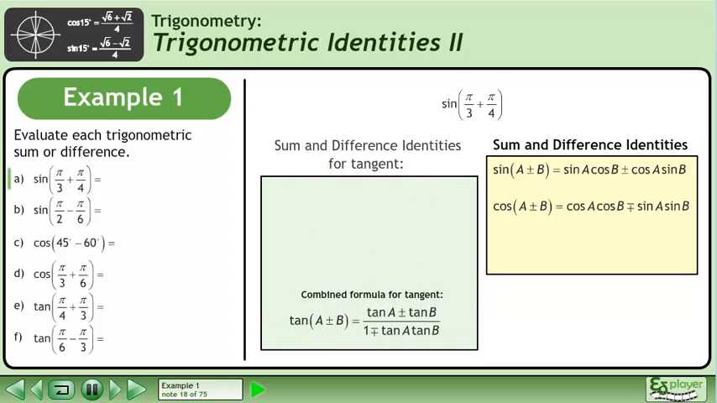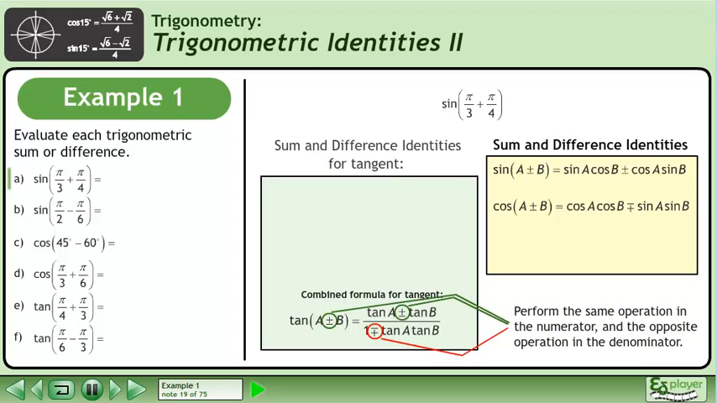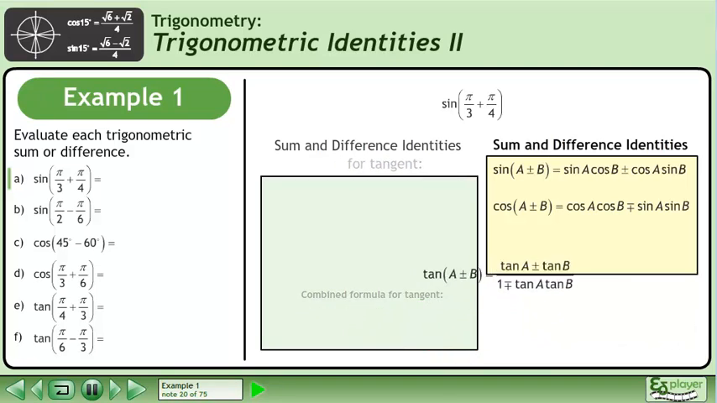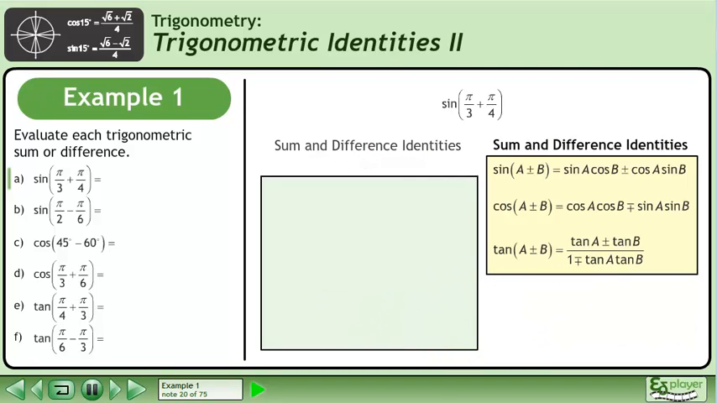The combined formula for tangent is tan of a plus or minus b equals tan a plus or minus tan b over 1 minus or plus tan a tan b. Perform the same operation in the numerator and the opposite operation in the denominator. Store the identity.